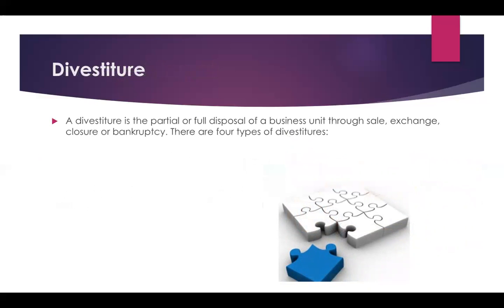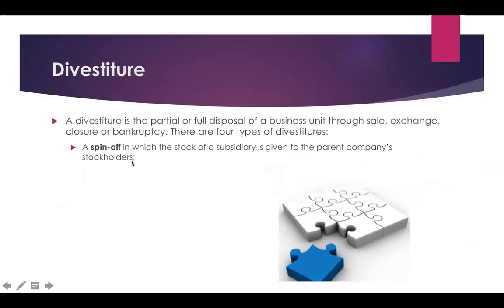Next, we're going to talk about divestitures. This is the partial or full disposal of a business unit through sale, exchange, closure, or bankruptcy. There are pretty much 4 different types of divestitures. First being a spinoff. This is one of the more common ones you may have heard of, in which the stock of the subsidiary company is given to the parent company's stockholders.